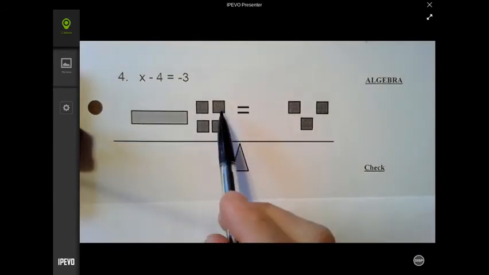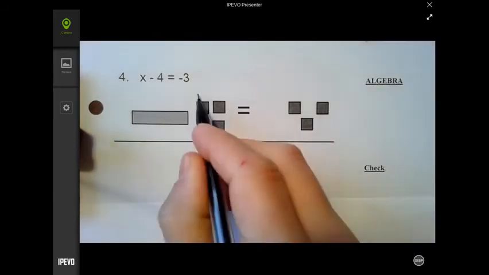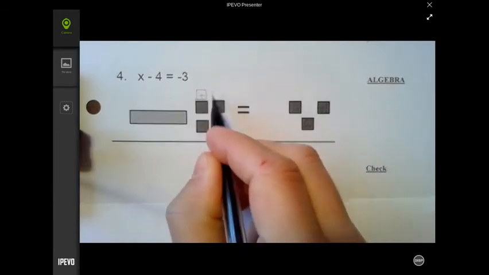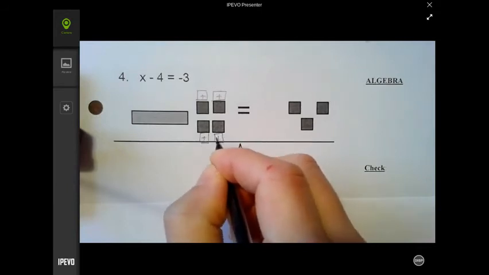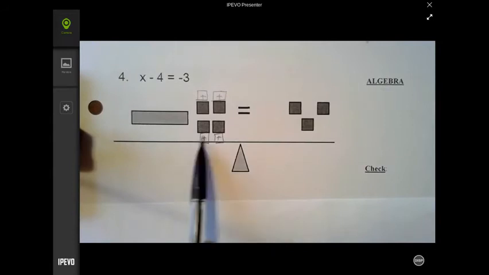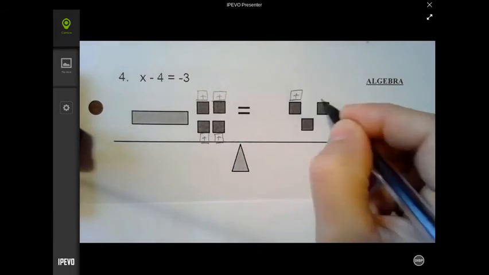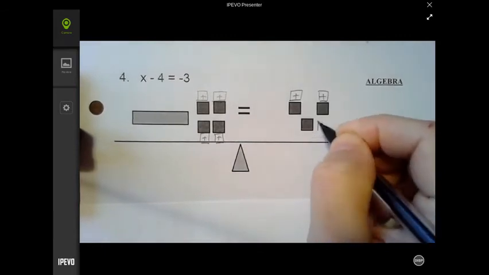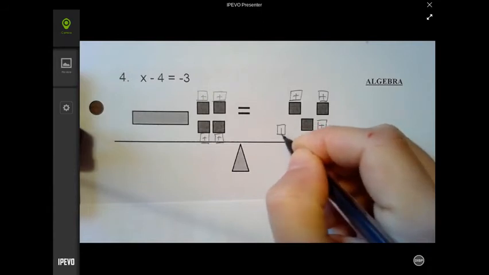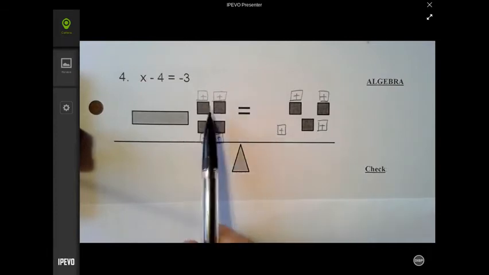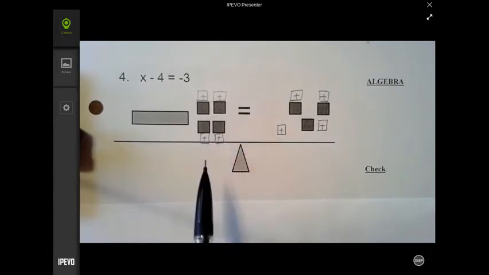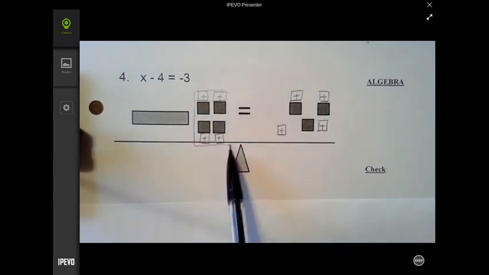Since I have 4 negative squares on the left, I need 4 positive squares with them to make the 0 pairs. So here are my 4 positive squares, which are going to make my 0 pairs. And since I added 4 positives on the left, I need to add 4 positives on the right. So I'll add 1, 2, 3, and a 4th positive on the right-hand side. And now, since these are all 0 pairs here on the left-hand side, I'm going to remove them. Okay, so those zeros are gone.